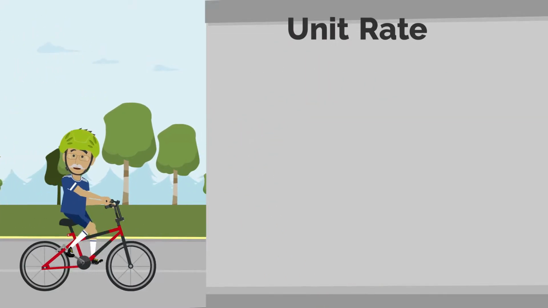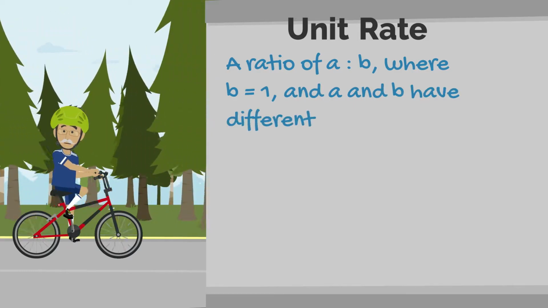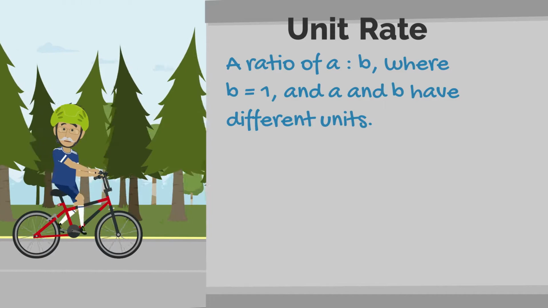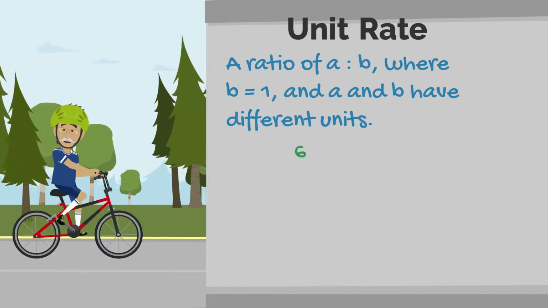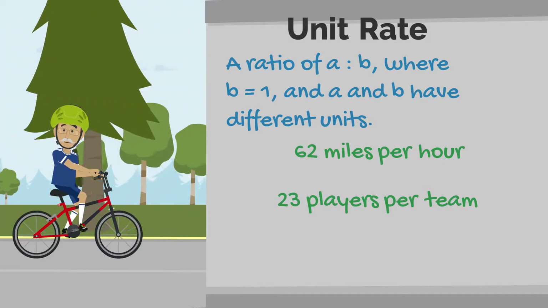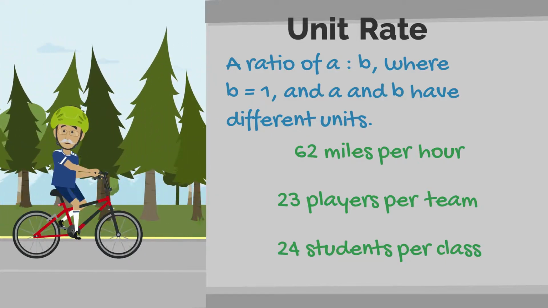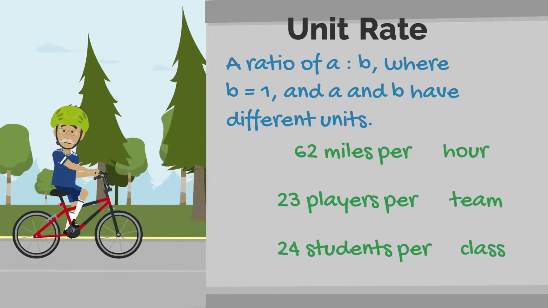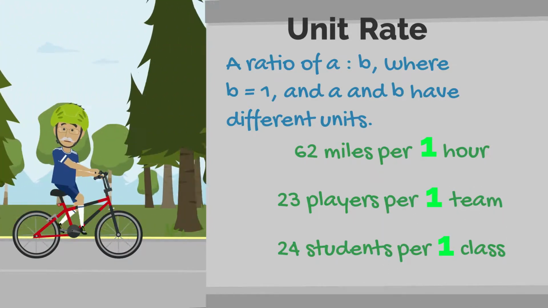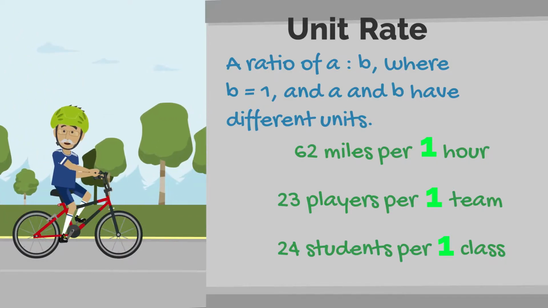A unit rate is a type of rate where the second value, or the value after the word per, equals 1. Examples you might be familiar with include miles per hour, the number of players per team, and the number of students per class. Each of these is a comparison to 1 hour, 1 team, and 1 class. Unit rates are beneficial when we want to make comparisons.